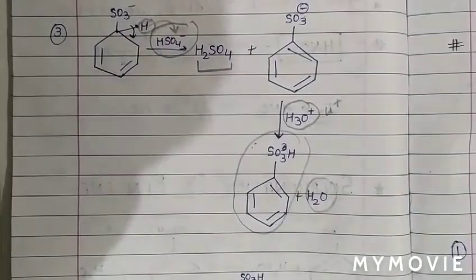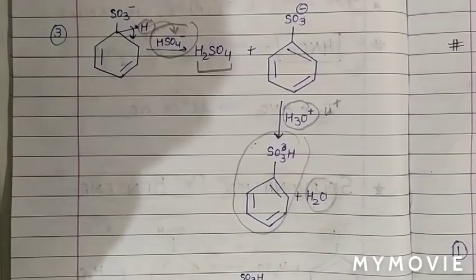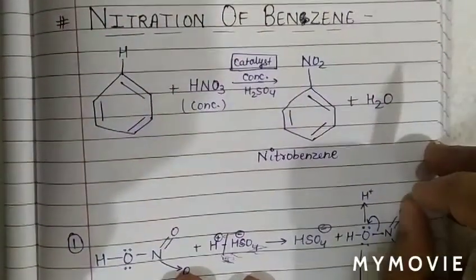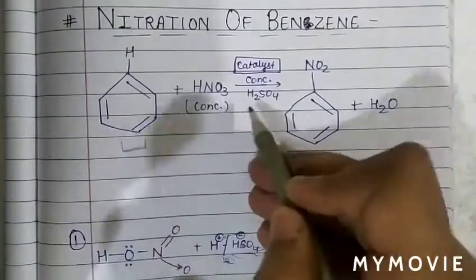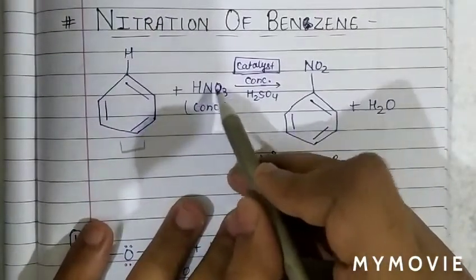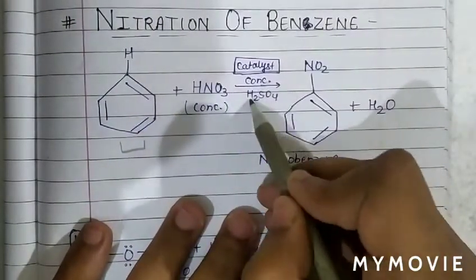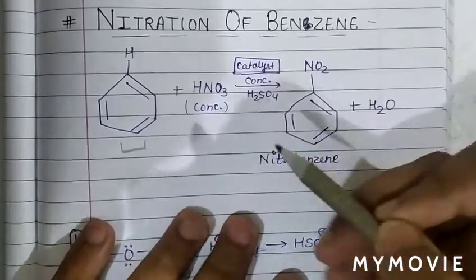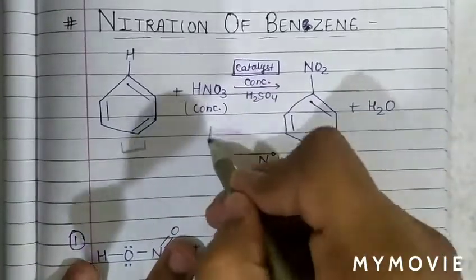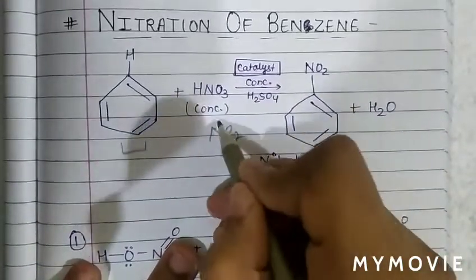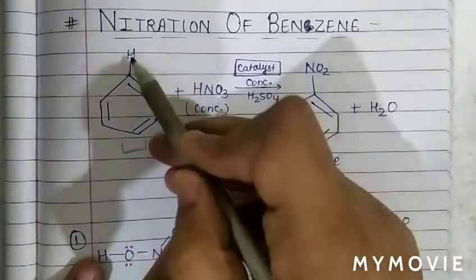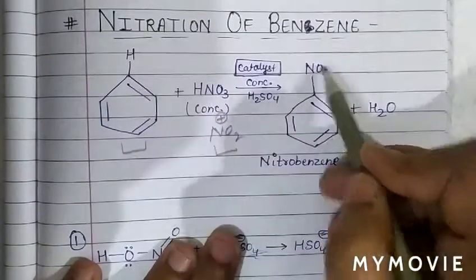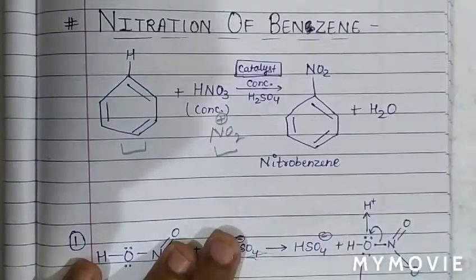Now we will discuss our next electrophilic reaction, which is nitration of benzene. As we have benzene, a mixture of concentrated HNO3 with concentrated H2SO4 acts as a catalyst in this reaction, and the electrophile generated by these two is the NO2 positive ion. So this is the nitronium ion, which is the electrophile. In place of hydrogen, this electrophile will attack and it forms nitrobenzene.